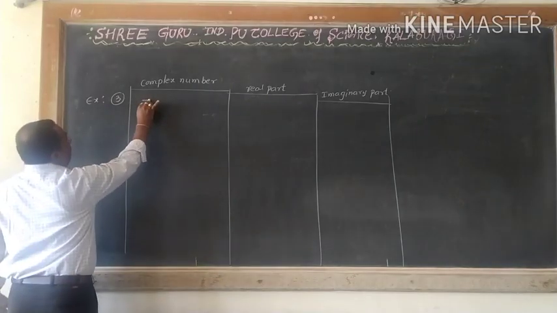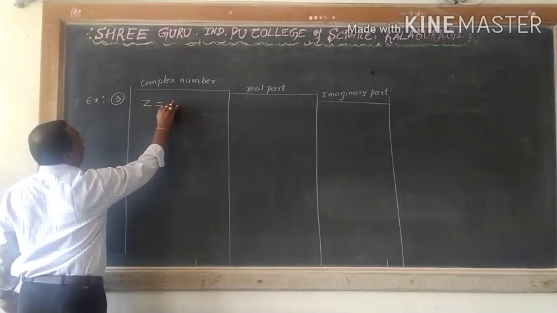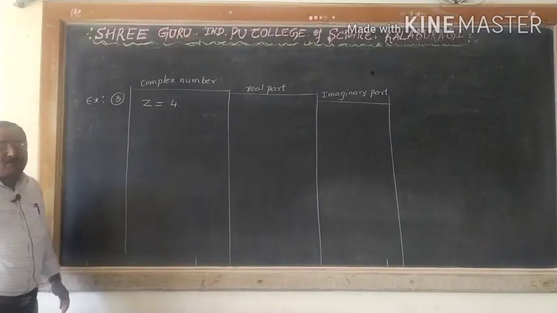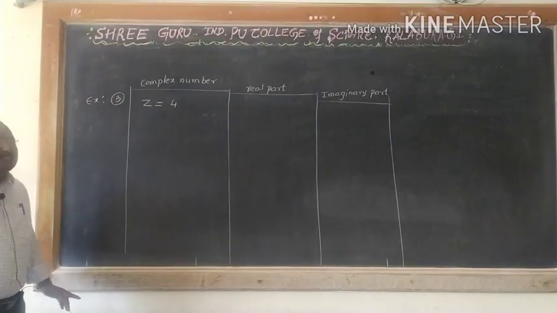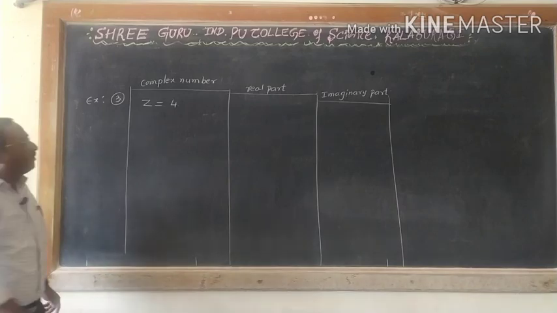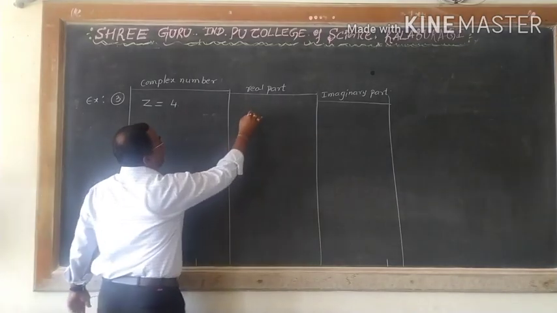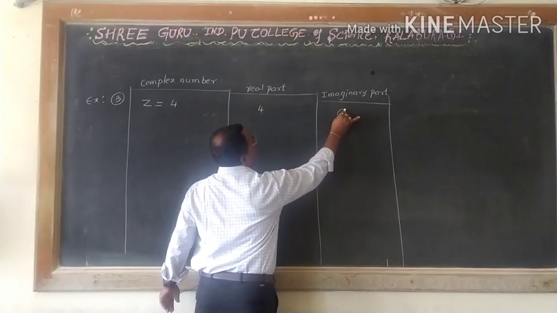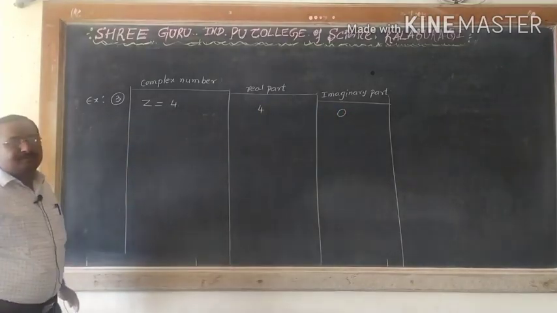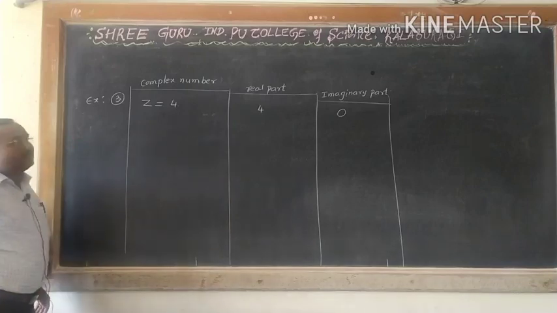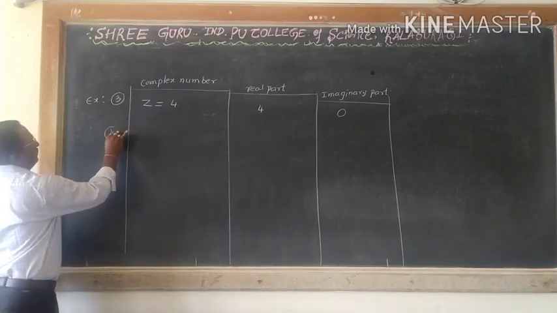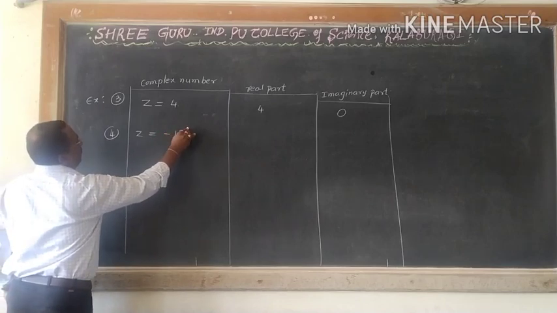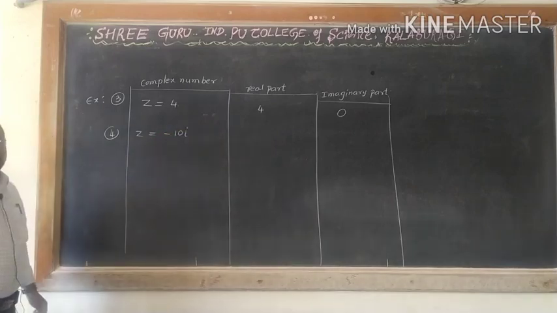Z is equal to 4 only. Suppose Z is equal to 4. Here Z is equal to 4, I is what? I is completely 0. This is which complex? Purely real. That is, real part is 4, imaginary part is 0. That is purely real. Suppose Z is equal to minus 10i.